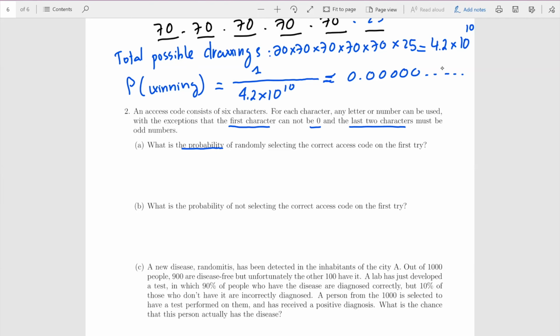This passcode consists of 6 characters: 1, 2, 3, 4, 5, 6. The first character cannot be 0. But for each character, any letter or number can be used, right? That means the total possible outcomes for the first character is, you have 10 numbers and 26 letters, so in total you should have 36, but it cannot be 0, so you subtract 1, so 35.